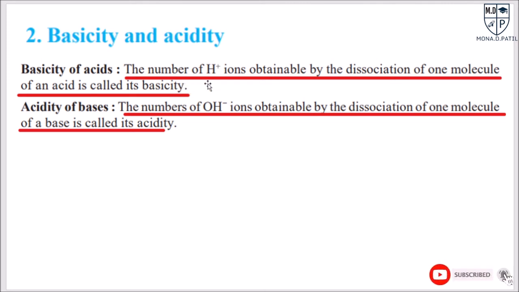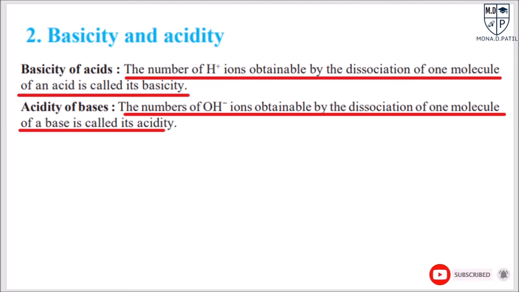The number of H plus ions obtainable by the dissociation of one molecule of an acid is called its basicity. In other words, we can say it is the number of hydrogen atoms replaceable by a base. When it reacts with the base, the hydrogen will be replaced by the base in a particular acid. It's called the basicity of the acid.